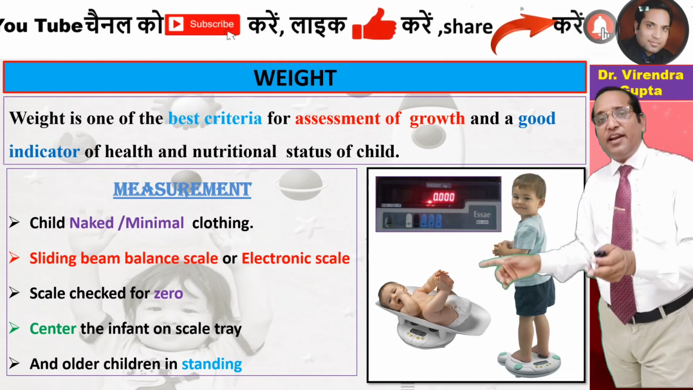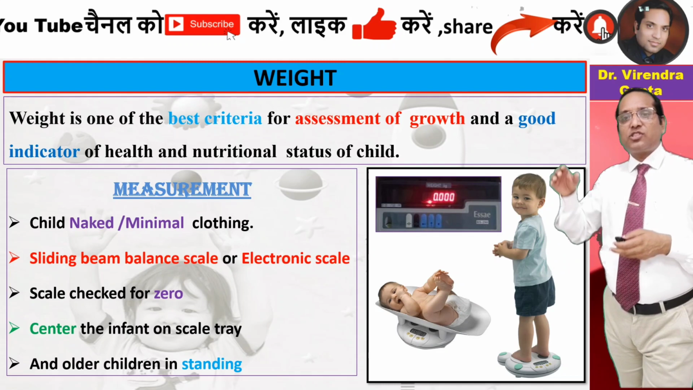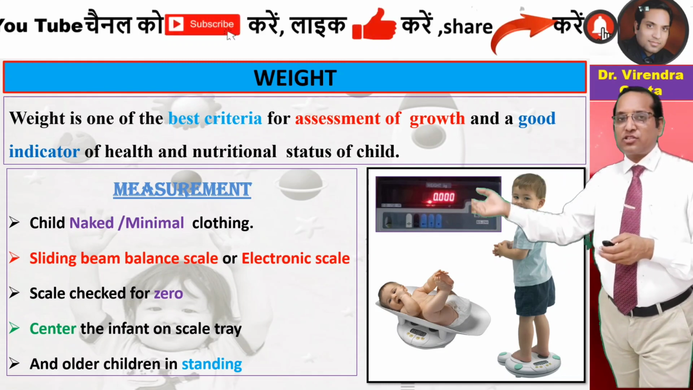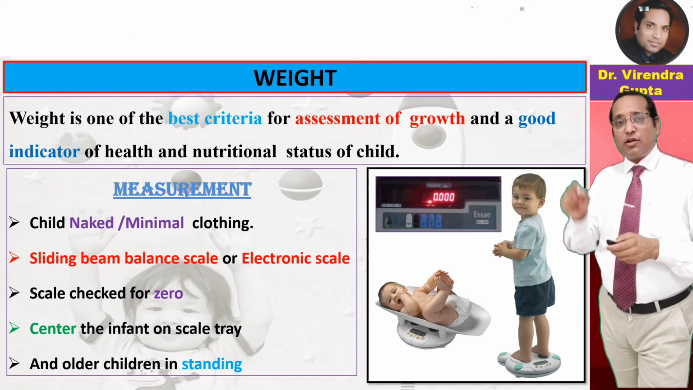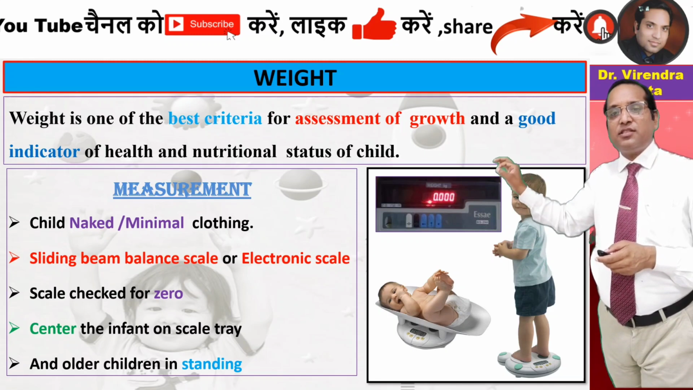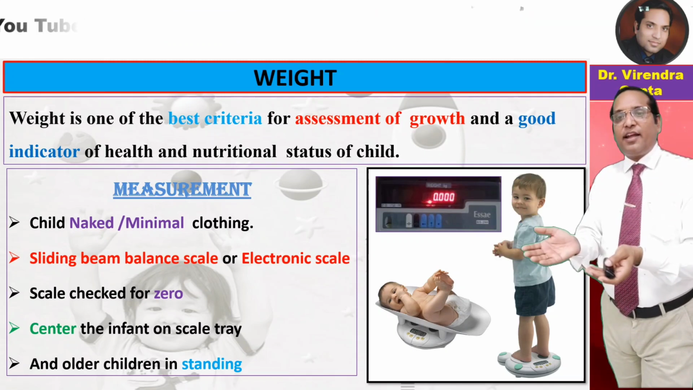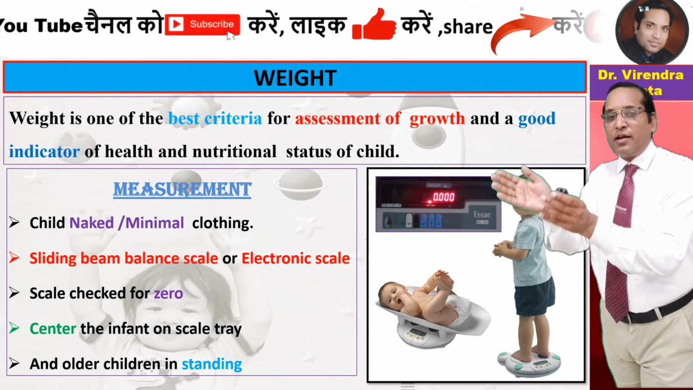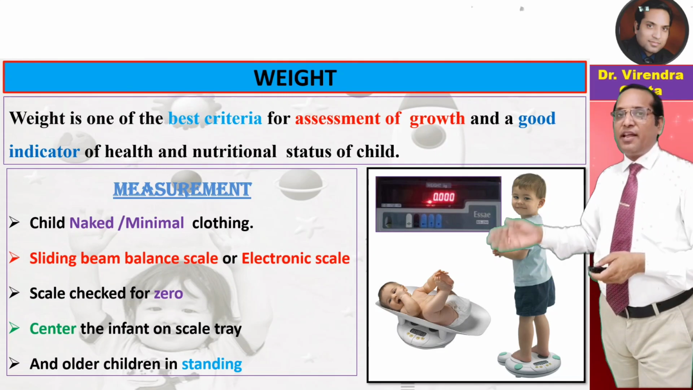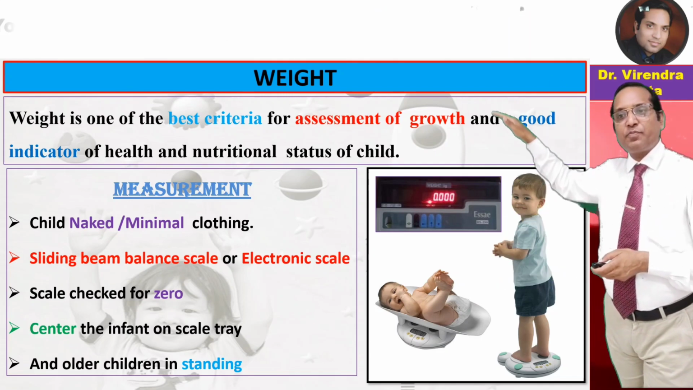The child should be naked or in minimal clothing, and the sliding beam balance scale or the electronic scale is the best scale. Before taking the weight, the scale should be kept at the 0 position, and on the infant tray, the infant should lie in the middle of the tray, while older children can be weighed in the standing position.